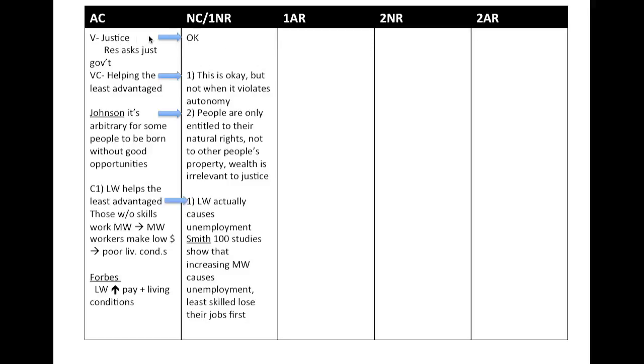So the value of justice, the response, is directly in the next column to the right. Same with the value criterion of the least advantage. Now, some people actually like to draw the arrows just so they can see better where the arguments are organized. You can do that, doesn't really matter.